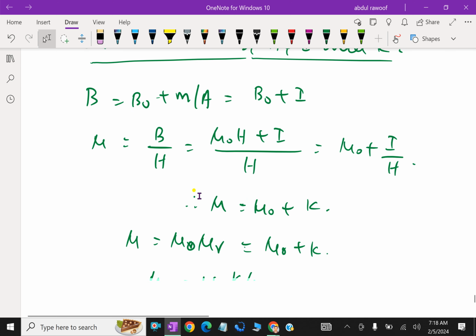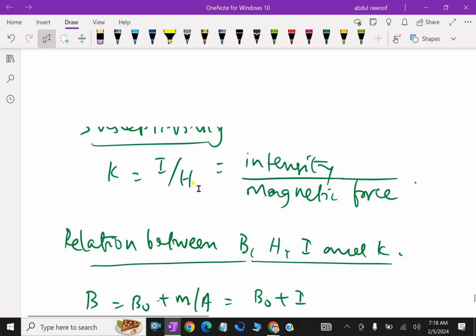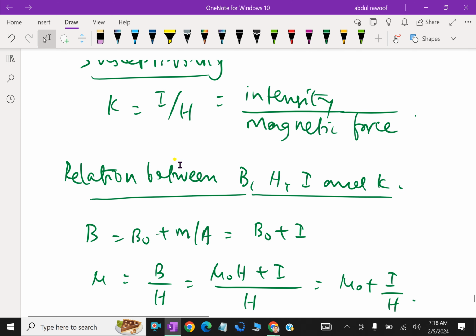So far we discussed the relation between different definitions of magnetism. Now in future videos we'll discuss some problem solving regarding this concept.